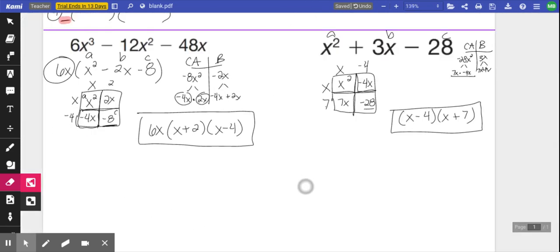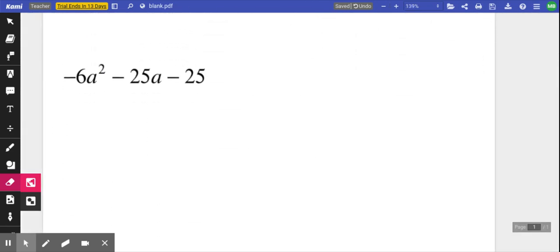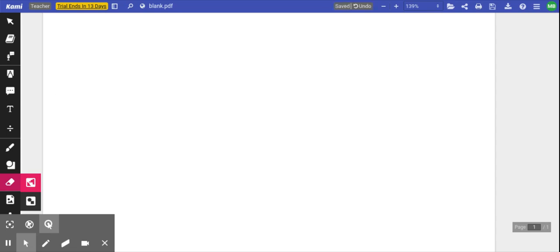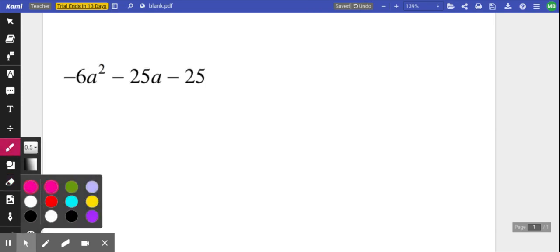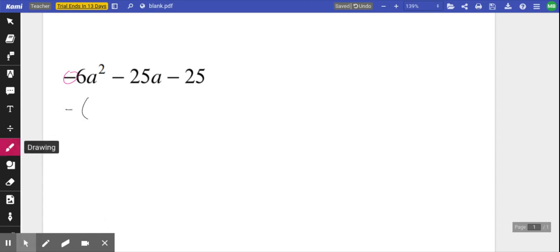All right, I have one more example. This time I have negative 6a squared minus 25a minus 25. While 6 and 25 do not have a common factor, I do notice that my a is negative, and therefore I'm going to factor out a negative. And that leaves me with 6a squared plus 25a plus 25. Essentially, I just changed the sign of everything. And then I can't forget to put my negative back out in front of my answer at the end.